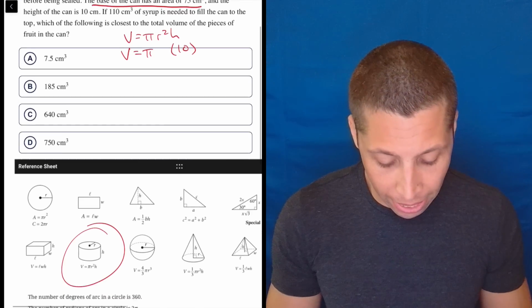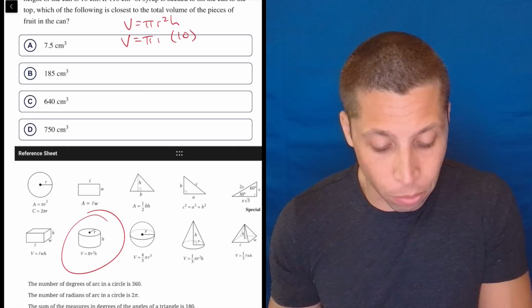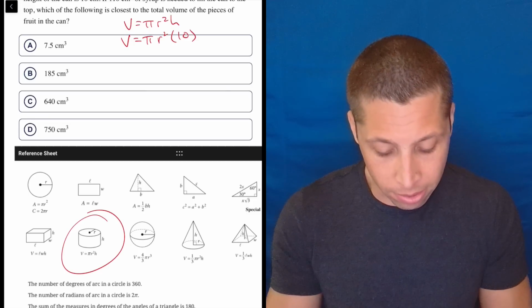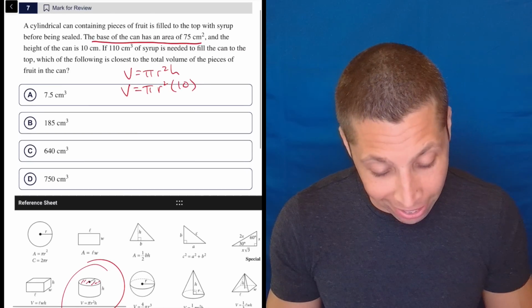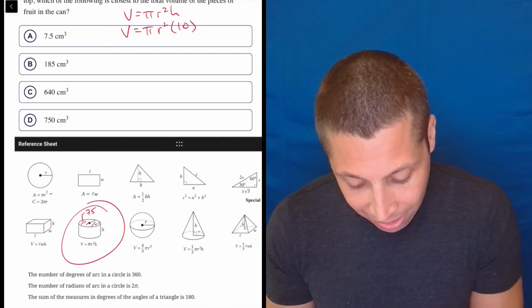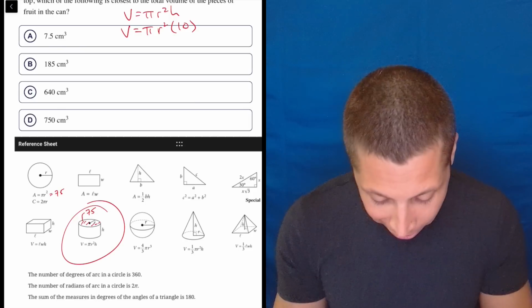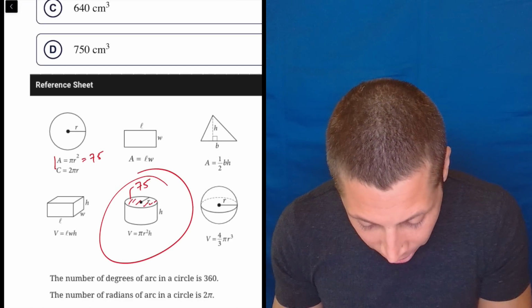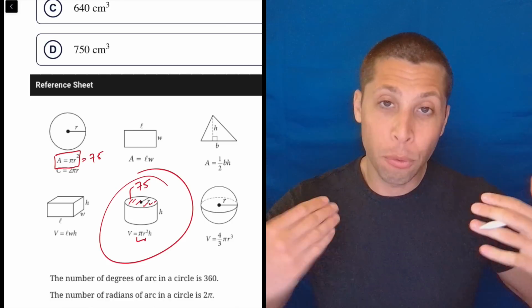And we know the base of the can is a circle. So I'm just going to solve for the radius. I'm going to say, okay, this circle here is going to be, what did they say? I'm already forgetting. 75, right? So 75, that's a circle. So that's equal to pi r squared. Let's divide by pi. Let's get the radius. No. Look, the area of a circle is pi r squared. Look at what's in the formula for the cylinder.